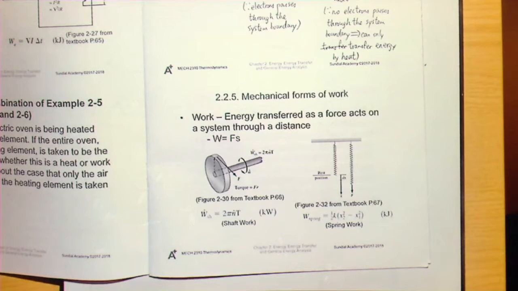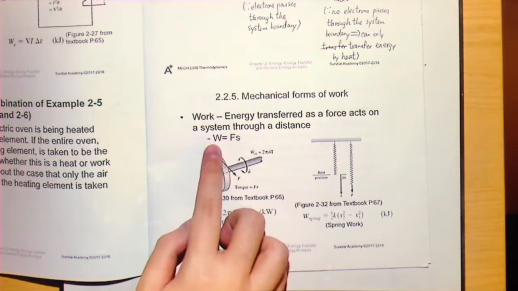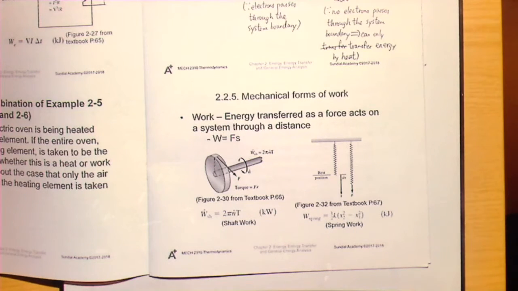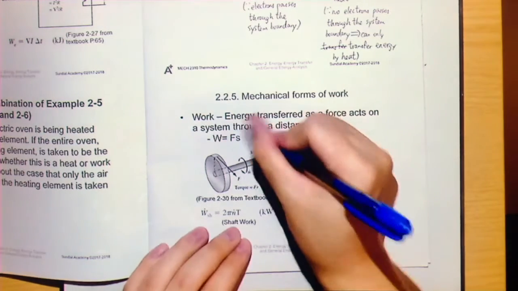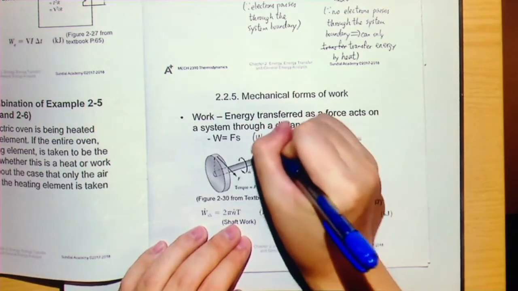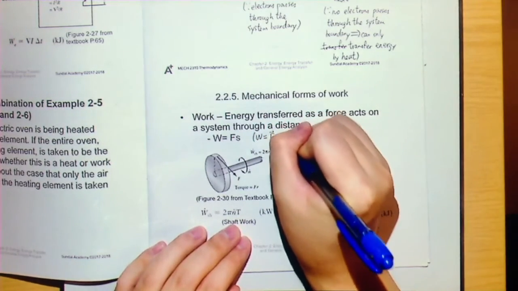So in the next section, we will talk about the mechanical forms of work. As mentioned before, work is the energy transfer when a force is exerted on an object through a distance. Here I use W equal to Fs, same meaning as W equal to Fx, because s is a displacement. More precisely, the work done is a dot product of the force vector and the displacement vector. We can write it as W equal to F vector dot s vector.